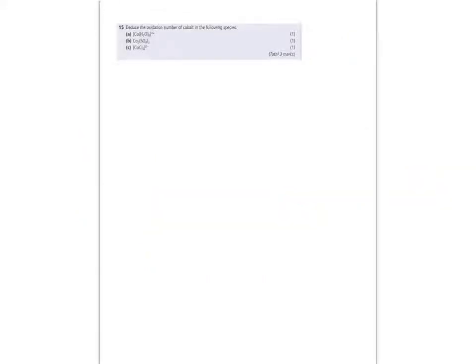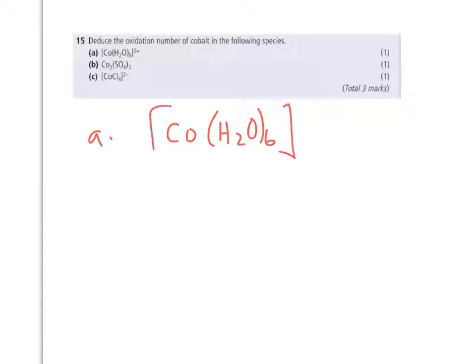In number 15, deduce the oxidation number of cobalt in the following species. In letter A, I have Co(H2O)6, and then I've got these parentheses 2+. Well, just like you would think, H2O is going to be neutral, so it doesn't matter if there's 6 of them. This +2 charge, that all belongs to the Co. So in this case, my Co has got an oxidation state of +2.